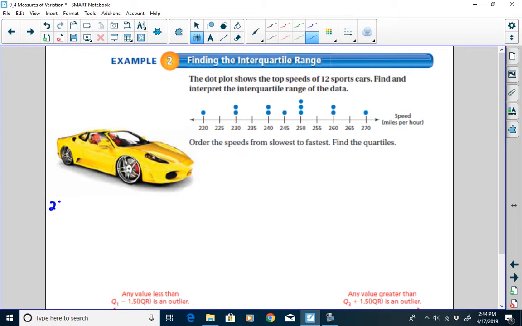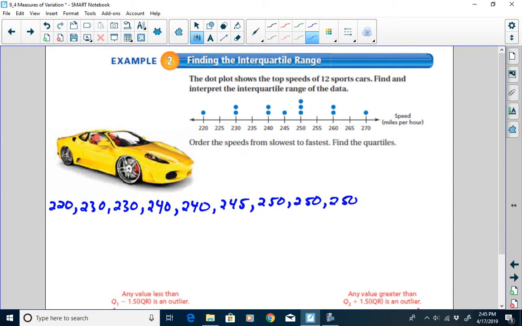So it looks like the lowest value is 220. Then we have two scores of 230, so I want to write them as well. Then we have two scores of 240. Then we have one score of 245. So we write that. I have three scores of 250, so I want to write all three: 250, 250, and 250. We have two scores of 260, so 260, 260, and then we have one score of 270.